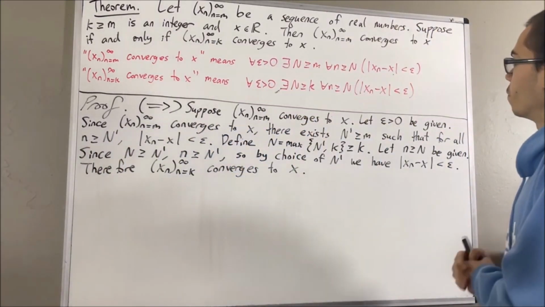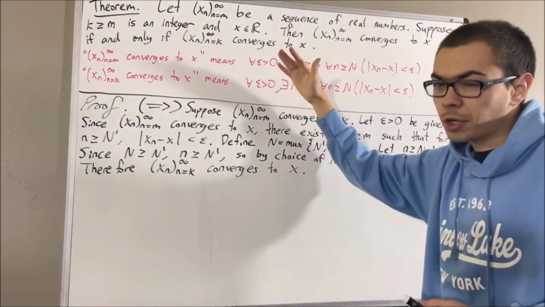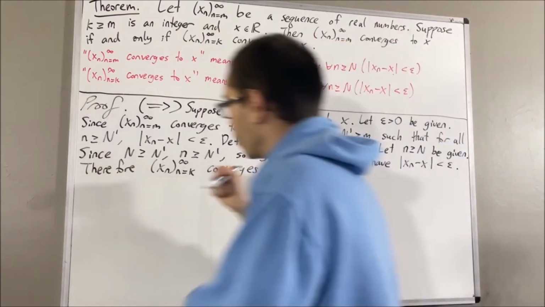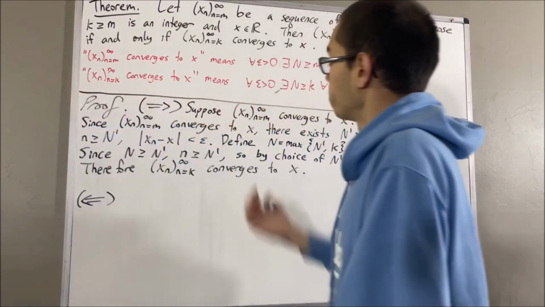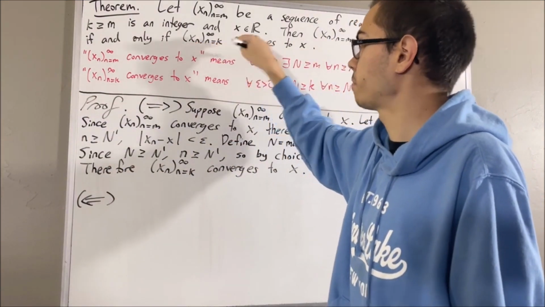So at this point, we have proven if this is true, then this is true. Now we're going to prove the other direction. We're going to prove if this is true, then this is true. To do that, suppose this is true. We're supposing that the sequence with starting index k converges to x.